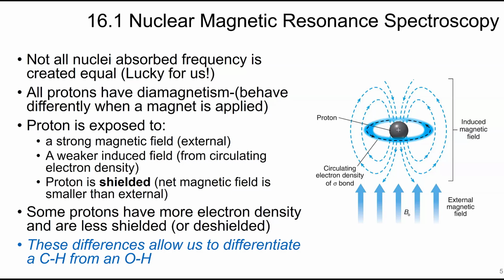So all protons will have this diamagnetism. They'll behave differently when a magnet is applied. A proton is exposed to a strong external magnetic field here. And then there's a weaker induced field that's circulating from the electron density. And then the proton is shielded, or it creates a net magnetic field that's smaller than the external one. So the shielding that happens is what's going to tell us what kind of environment the protons are in.